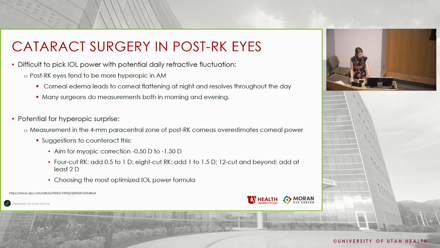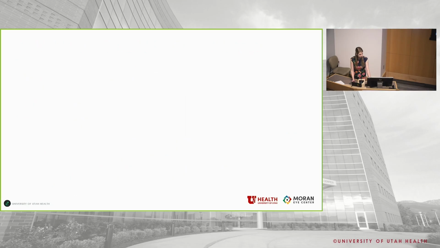And then lastly, of course, to counteract this, we could have the most optimized IOL power formula, which is what I'm hoping to talk about today. And then I did want to mention, of course, there are surgical difficulties. So these are more the calculation difficulties, but there are also surgical difficulties, especially if people have a high number of cuts. There are different surgical techniques that need to be employed, such as a scleral tunnel, because if you incise where some of the RK cuts are, that will complicate the surgery as well.